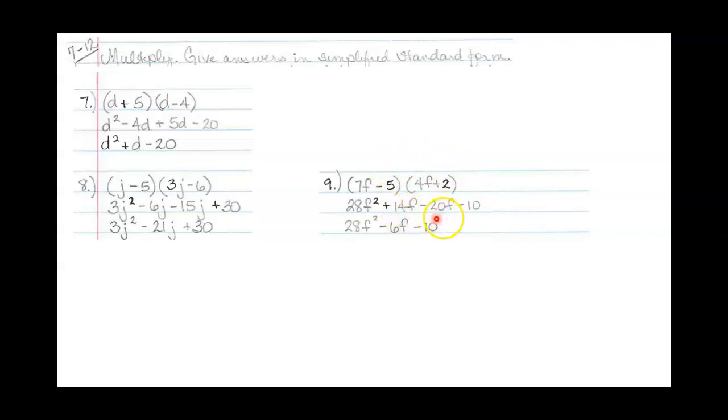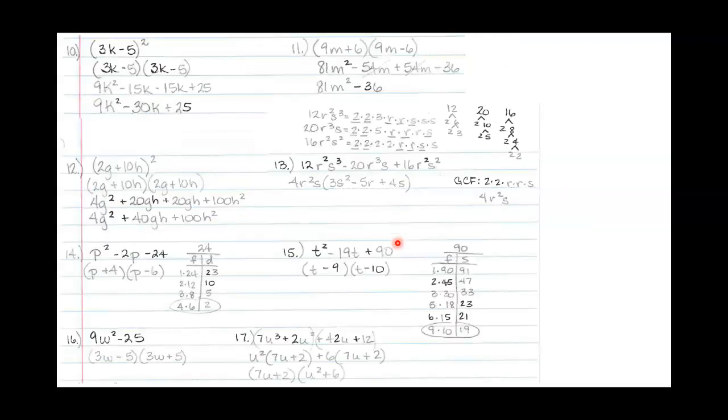Positive 14f and the negative 20f are like terms, so we can combine those, and that would give us a negative 6f, and again, that is in standard form.